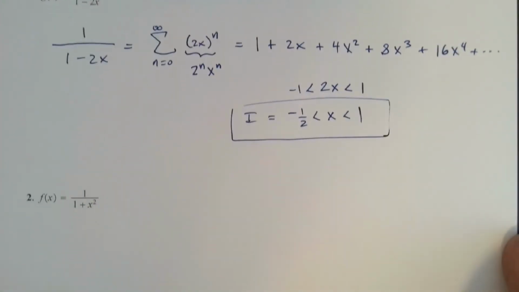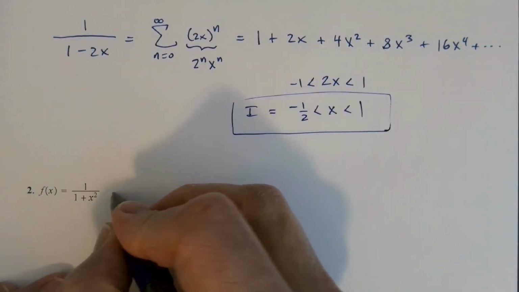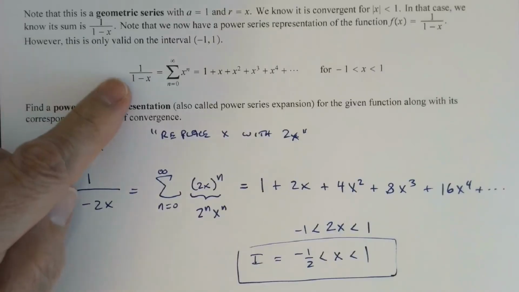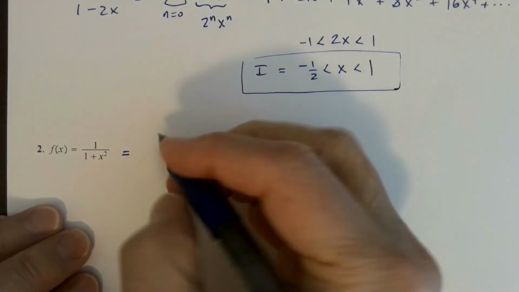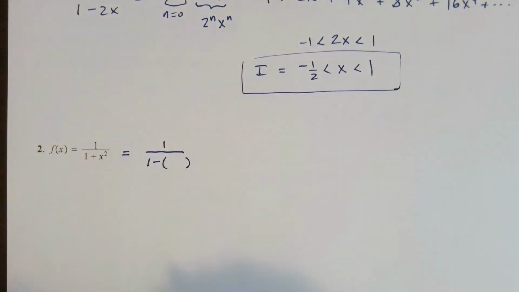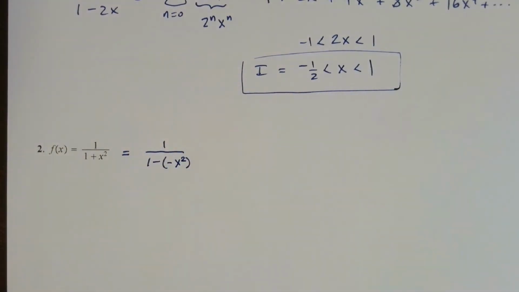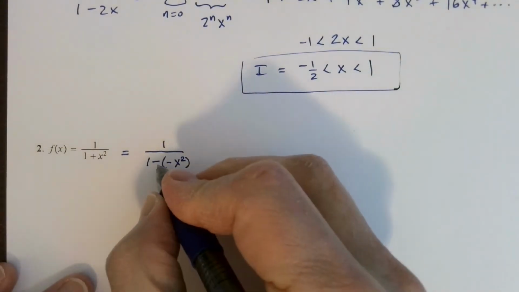So here's one. How in the world do I get this one? I'll give you a little hint. It was 1 over 1 minus x. How does this get to be like that? 1 over 1 minus something. What goes in there? If you said negative x squared, get yourself a cookie. That's good, right? Negative x squared, right? That's going to give us that.